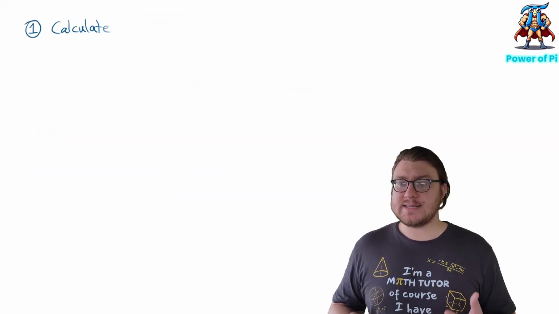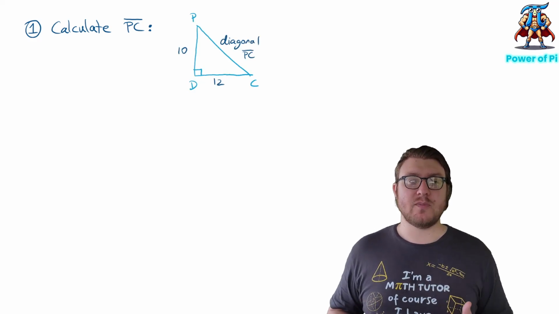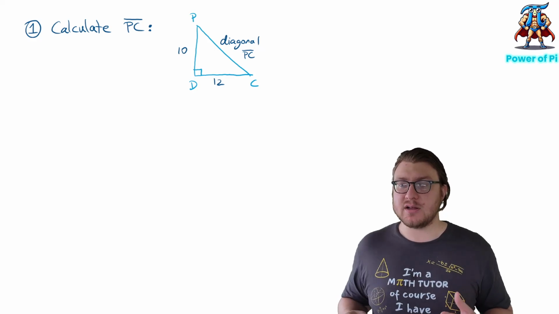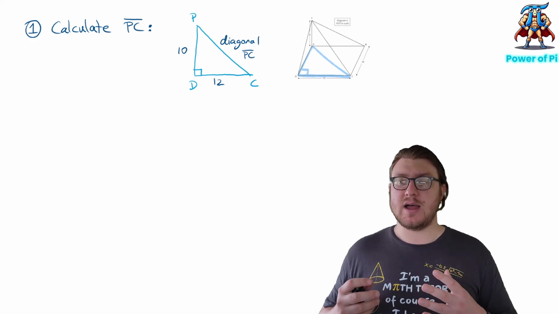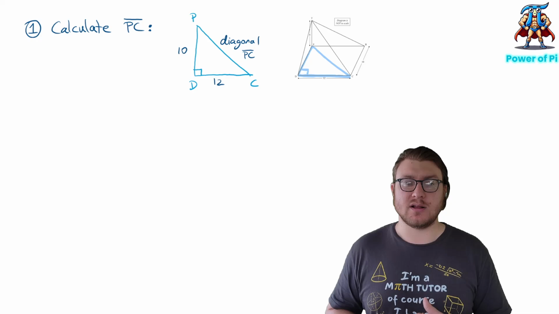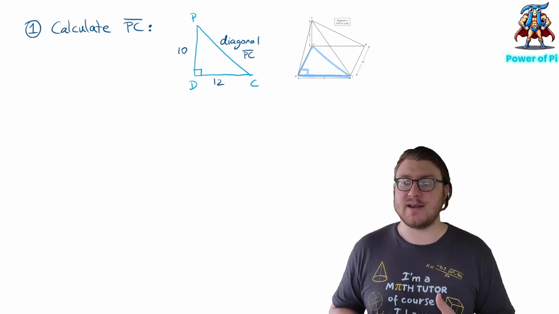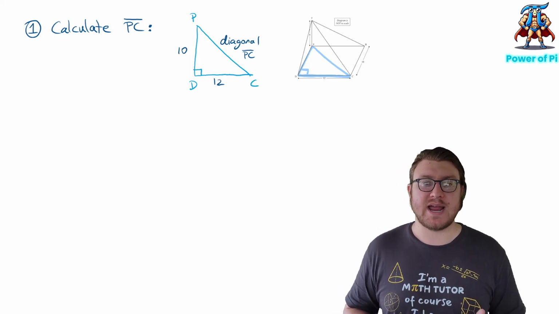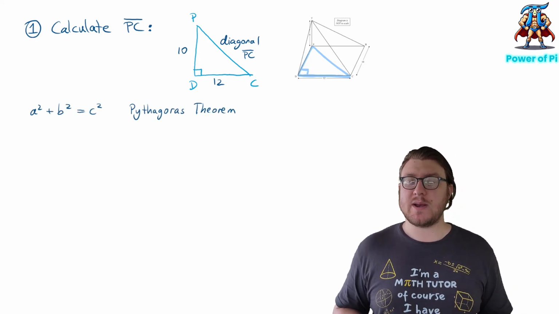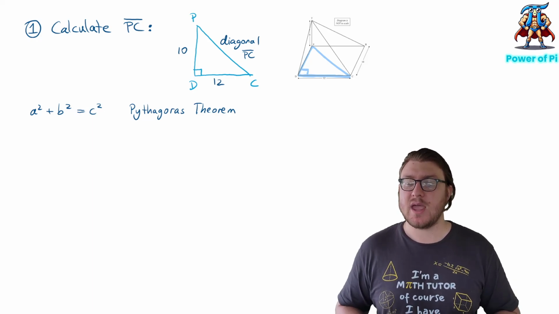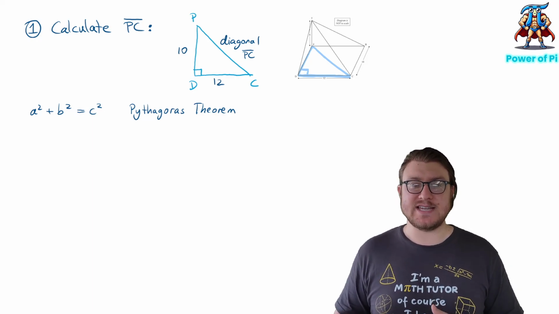So let's have a look. We first want to calculate PC. Now, if you remember, PC was the diagonal on the bottom. So I have drawn here the actual right angle triangle, and we know that the bottom is 12 and the other side is 10. So how can we figure out what the diagonal here is? Well, we can use Pythagoras theorem. So a squared plus b squared is c squared. We only need to note that c has to be the longest side, so that is PC.